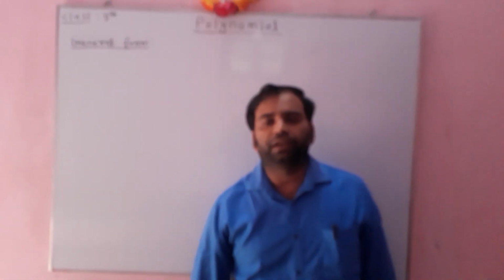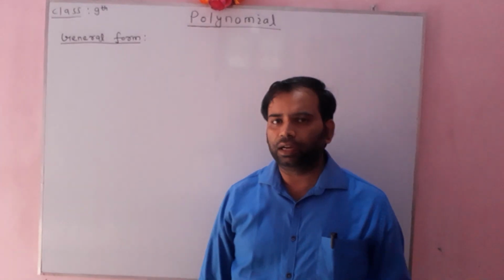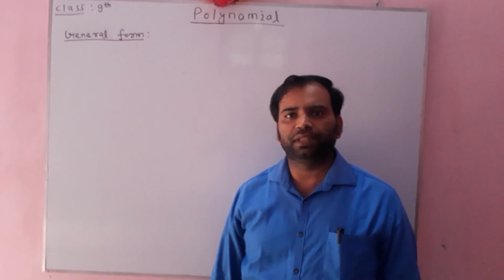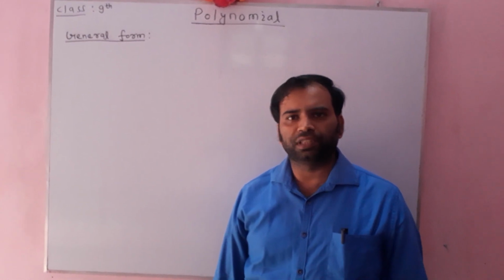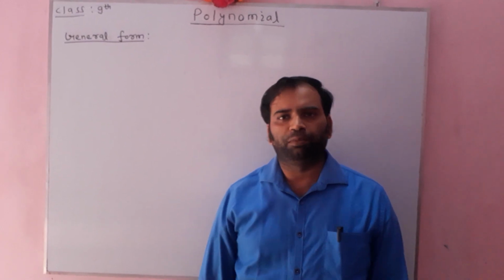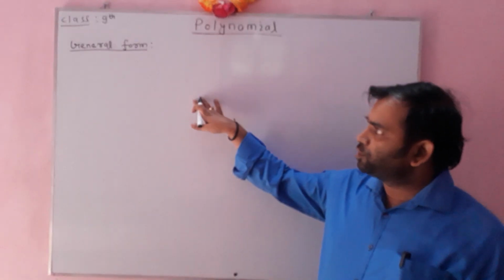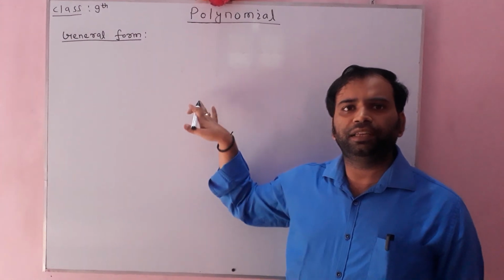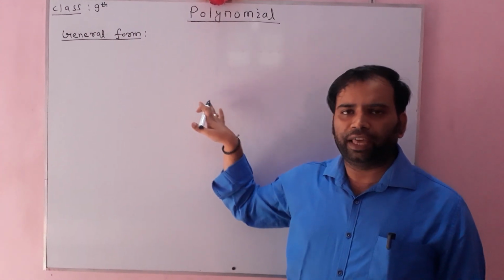Today is the topic polynomial. Already I had discussed this topic: the general form of polynomials, the definition of polynomials, the concept of polynomials, and how we determine the degree of a polynomial. So now today's topic is again the general form of the polynomial, but here the degree is n in one variable.